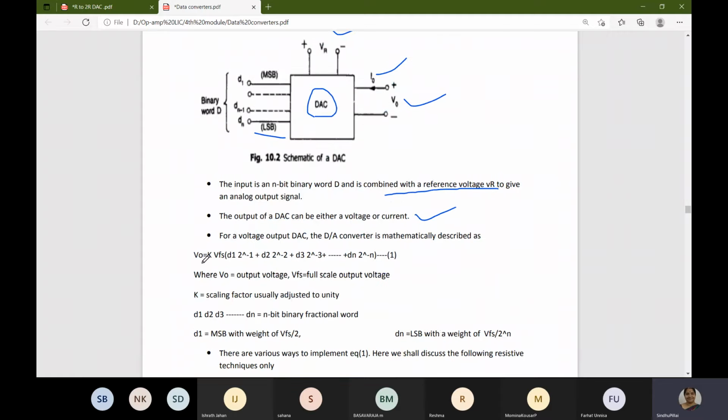So this is the formula they go with. V0, the output voltage, is a scaling factor K times the full scale output voltage VFS, times the bits: D1 divided by 2, that is D1 into 2 to the power minus 1, plus D2 into 2 to the power minus 2, or D2 divided by 2 squared, that is 4. So D1 by 2, D2 by 4, D3 by 8, and so on up to Dn by 2 to the power n. This is the formula for the output voltage.